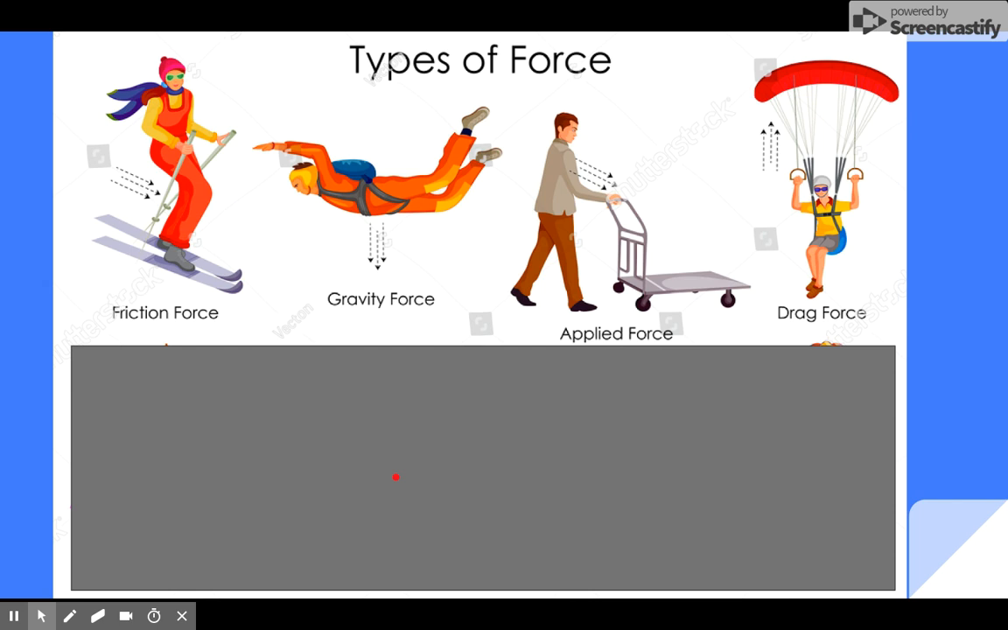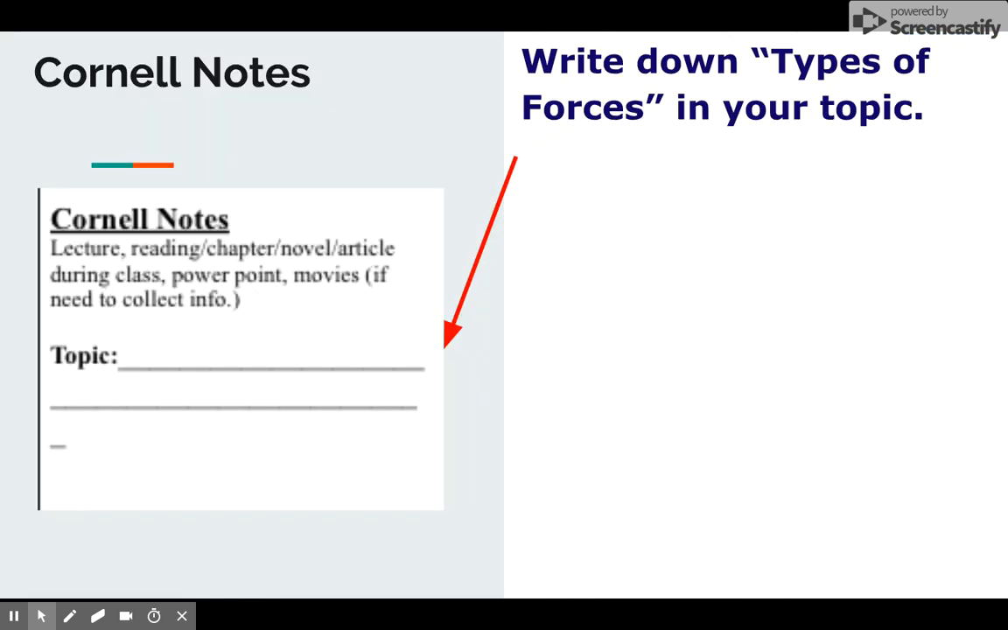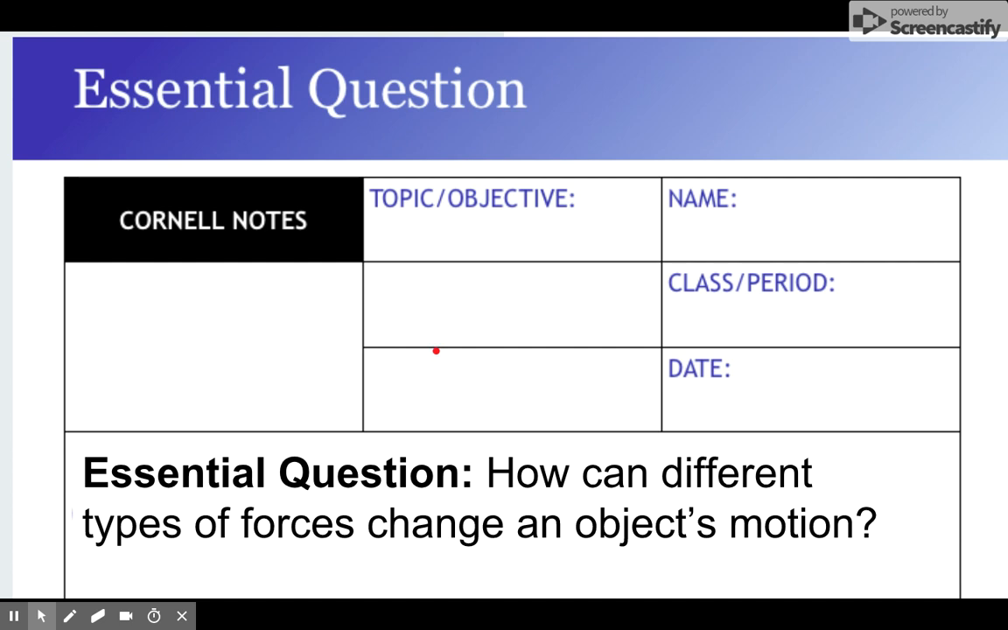You're going to be taking Cornell notes, and on the topic, I want you to put types of forces, and that's going to go on your page 29 on your science notebook, I believe. Your essential question would be, how can different types of forces change an object's motion? So you want to think about how the forces are being exerted on an object and how it's changing its motion, either making it move, making it stop, making it slow down, or go faster.